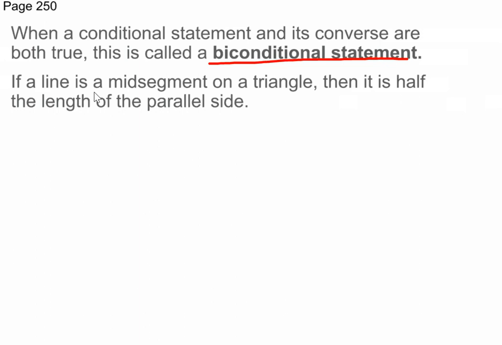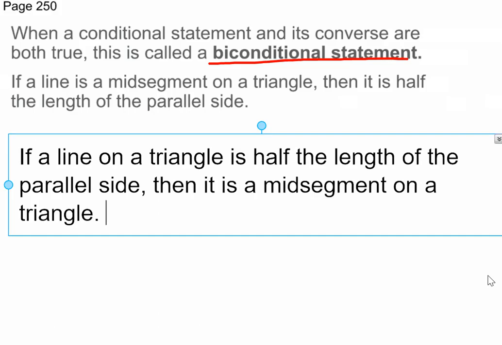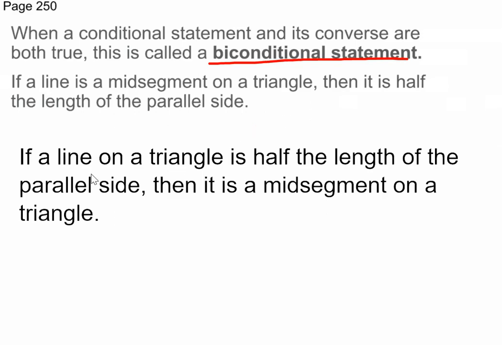So let's go and make another one. If a line is a mid-segment on a triangle, then it is half the length of the parallel side. So I'm going to switch this. Well, pause it and you switch it. Okay, so you should have something like this. If a line on a triangle is half the length of the parallel side, then it is the mid-segment of the triangle. And is this going to be always true?